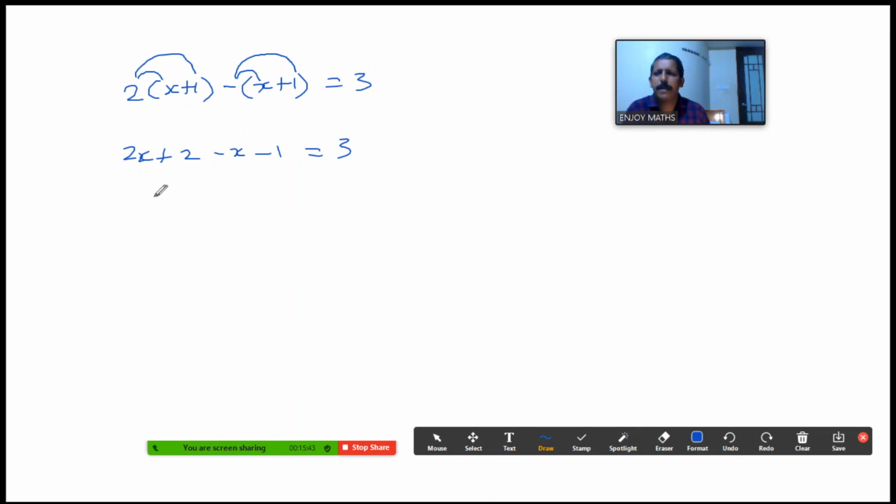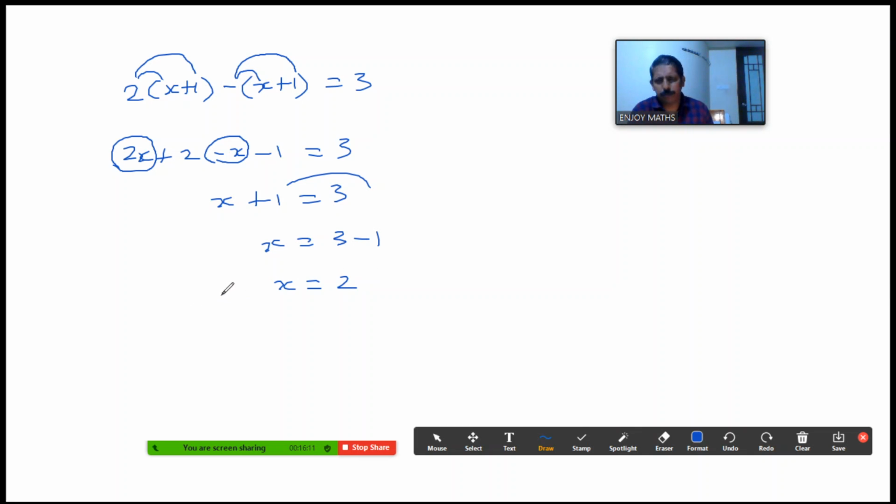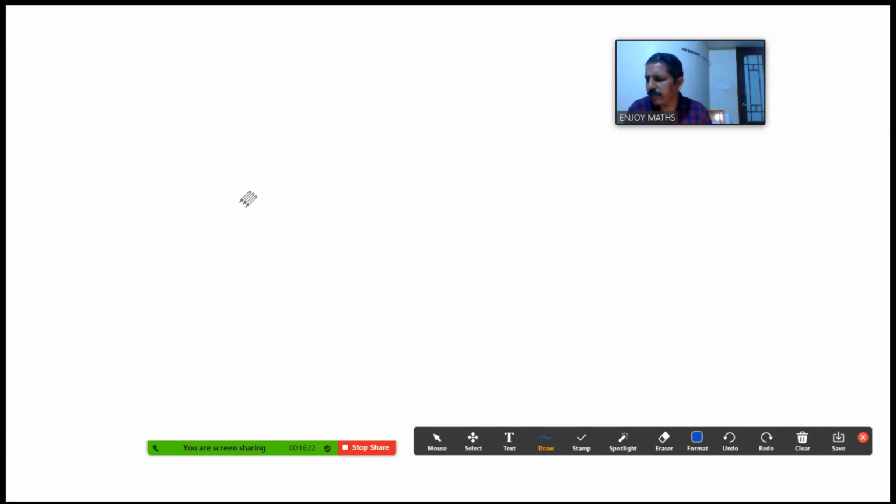And it equals 3. Now 2x and minus x. So 2x minus x is what? x. 2x minus x is x. Then what happened? 2 and minus 1. So when you add both together, it becomes 1. Equal to 3. Now x is equal to 3 minus 1. So this side comes. So x is equal to 2. So simple, but I am teaching because of the minus point of view here. That is the important thing. Then I'll teach you one more thing, the simple thing.